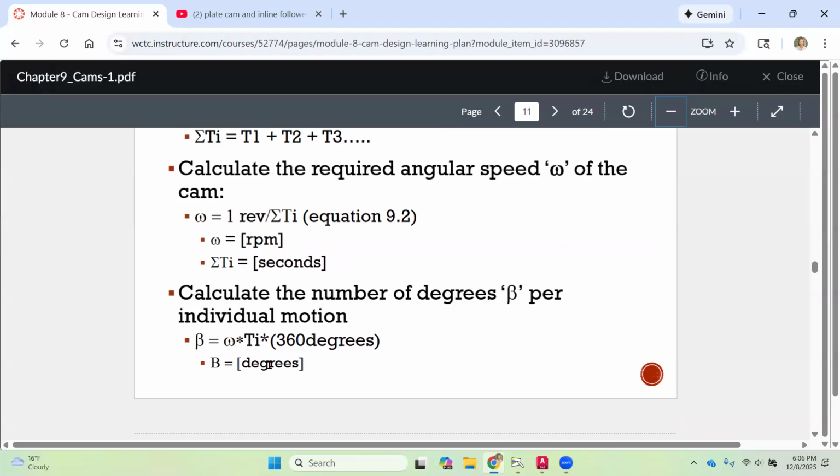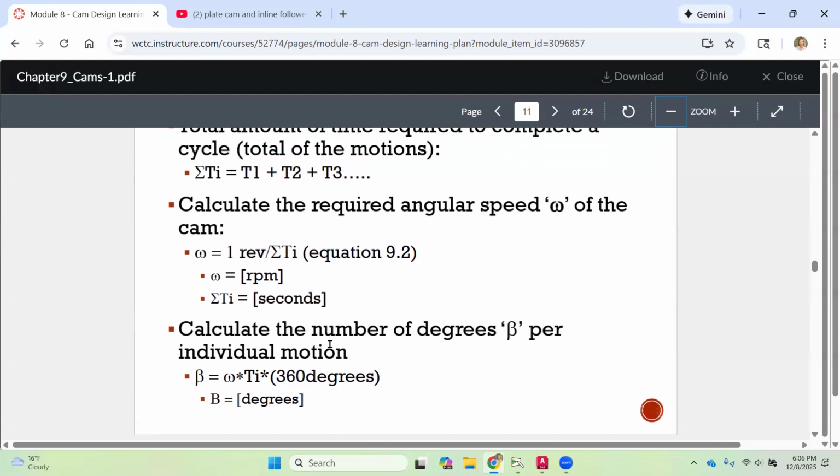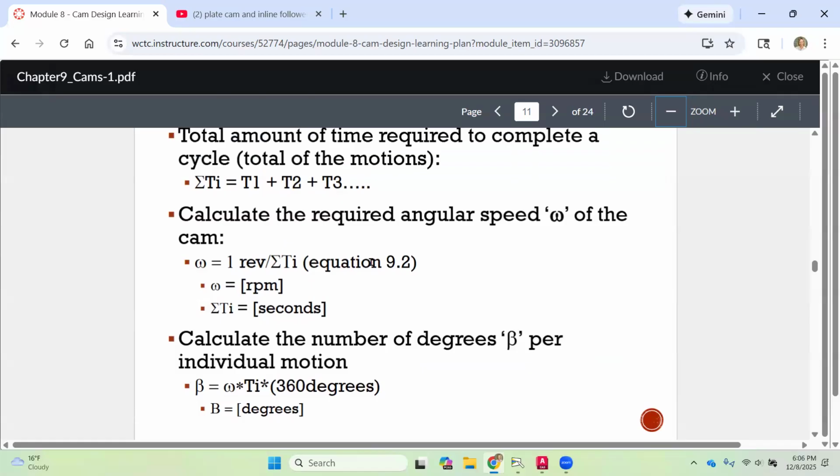Then now let's look at segment number two. How many degrees of one revolution does that take up? And so on. By the time you add up each one of the individual motions, that should equal about 360 degrees or very close to that. Okay. So what I want to do is, before we get into a problem, let's write these couple of equations down so we have them handy.